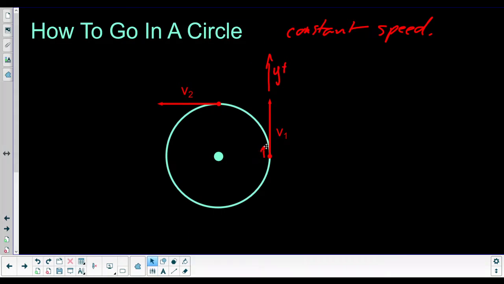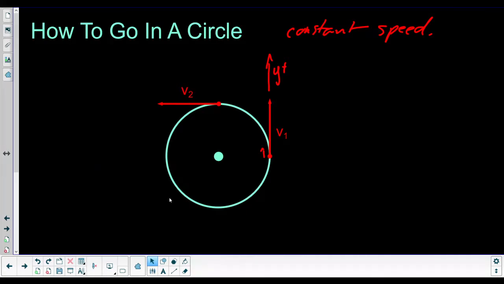Sometime later, our point has rotated around. Because it's going constant speed, v1 is the same number as v2. They're the same length. So this length here is the same length here, but they're not the same velocity. Remember, for velocity, direction matters a whole lot because it's a vector. So because these are pointed in two different directions, we can't say they're the same velocity. We have to say they're different velocities because they have different directions.